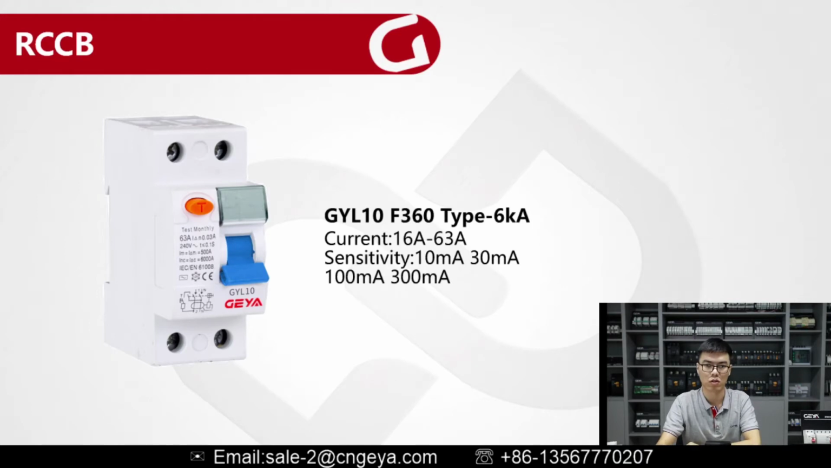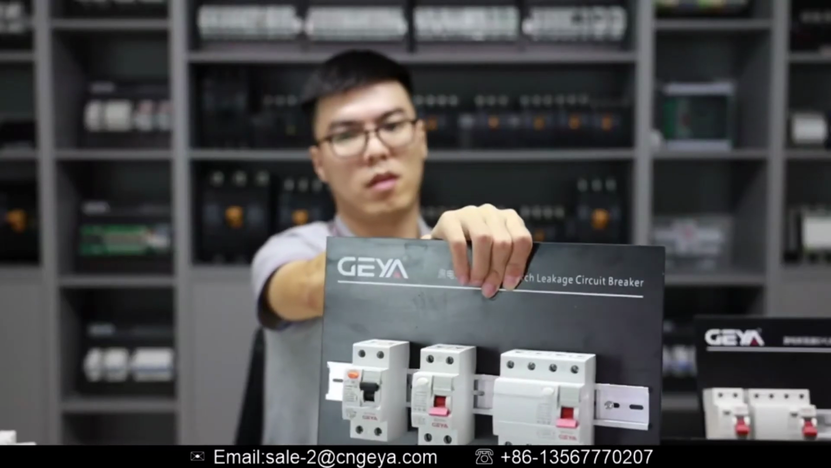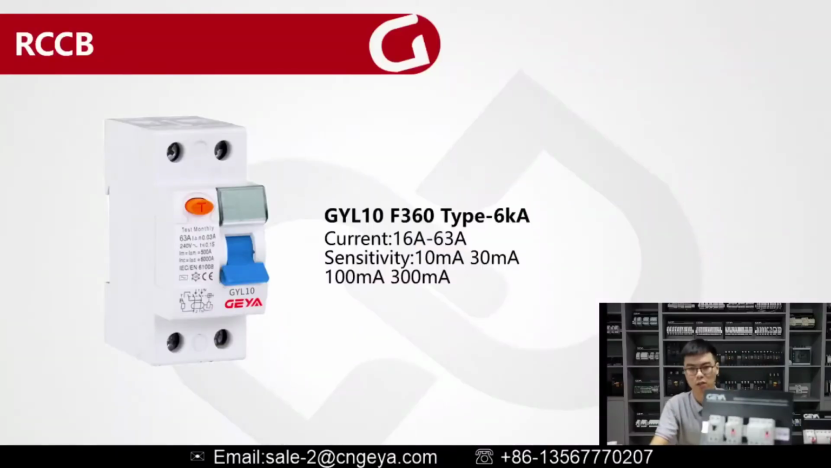Then I introduce you the third model of RCCB. The model number is GYL10. This model GYL10 is also F360 type, and it is also 6 kiloamperes, and the current range from 16 amperes to 63 amperes.